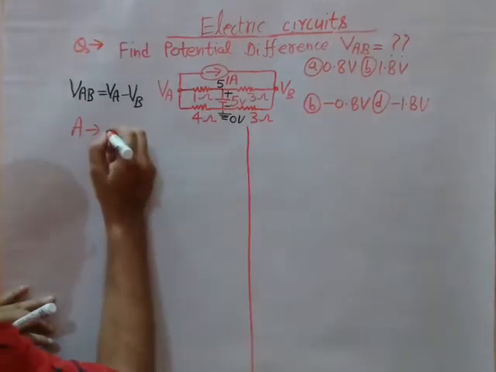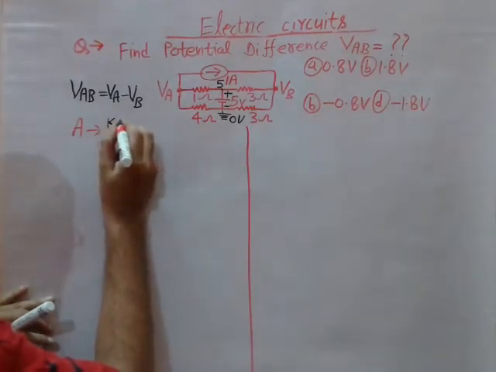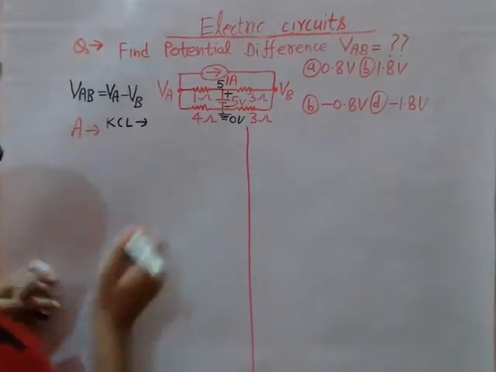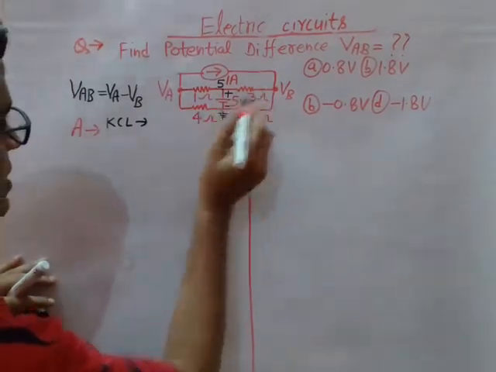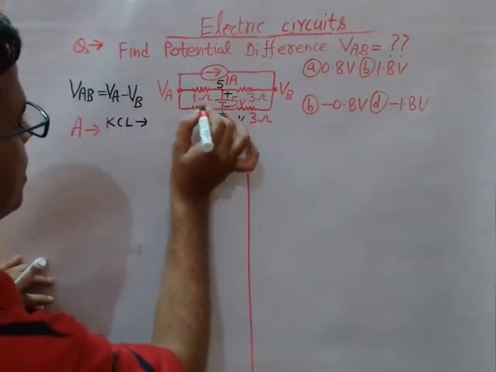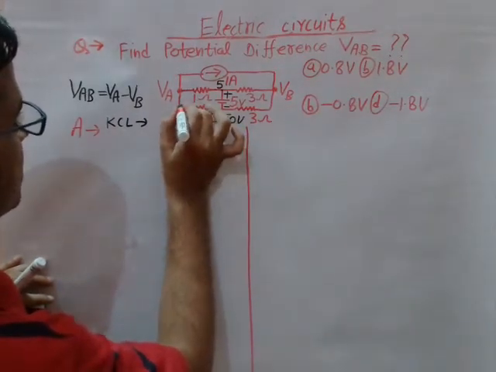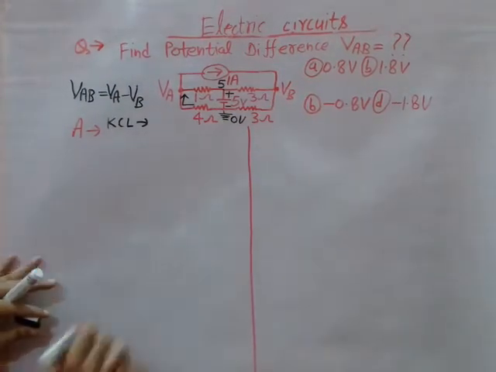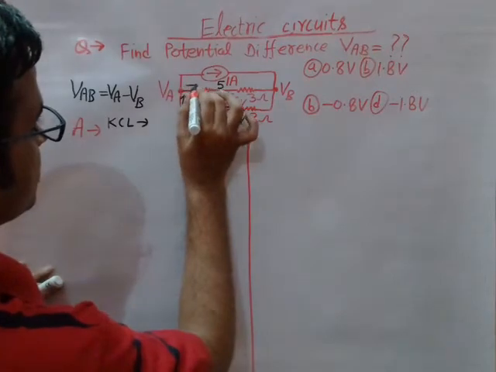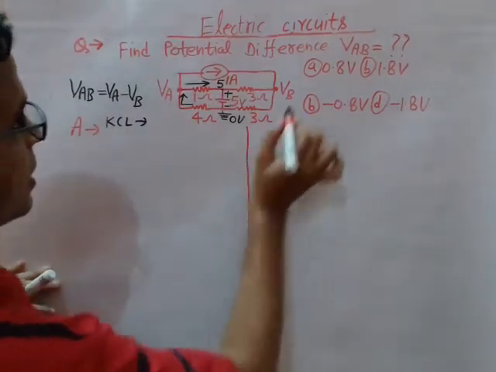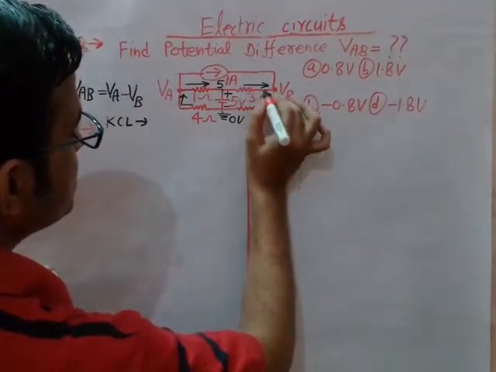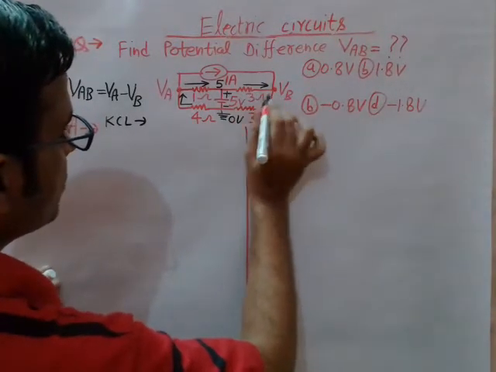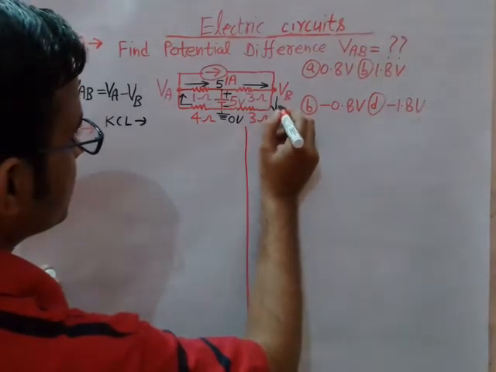Now apply KCL, Kirchhoff's current law. Before applying Kirchhoff's current law, you will assume some direction of current in these elements. Suppose current in this 4 ohm resistance is flowing like this. Current in this 1 ohm resistance, suppose it is flowing like this. Current in this 3 ohm resistance is flowing like this, suppose, and current in this lower 3 ohm resistance, suppose it is flowing like this.